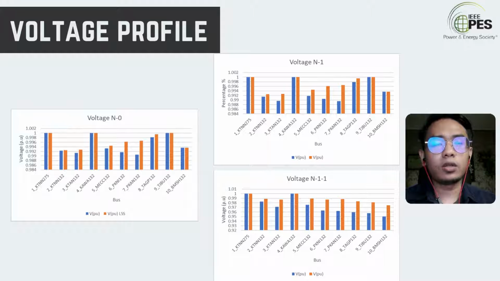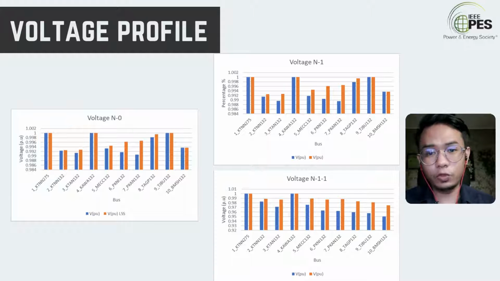Even though there is blackout at bus 9, the voltage profile at bus 9 and other buses near the generator at bus 9 all have improved voltage profile. The only buses that have no improved voltage profile are bus 1 and bus 4 because they are near the generator.